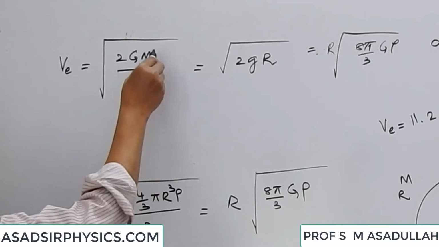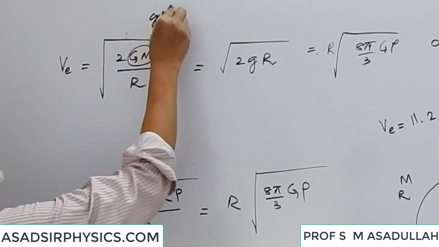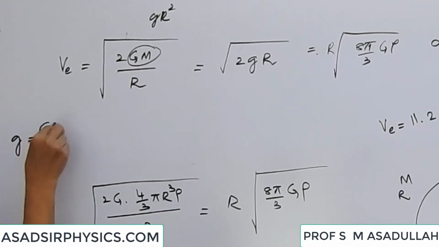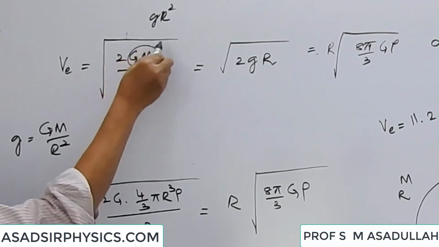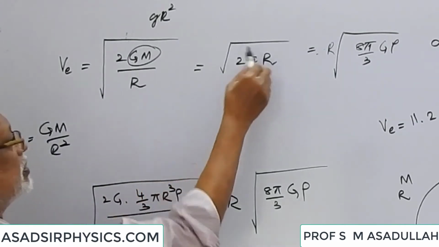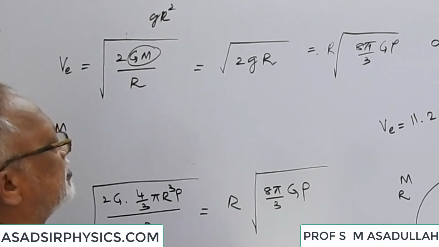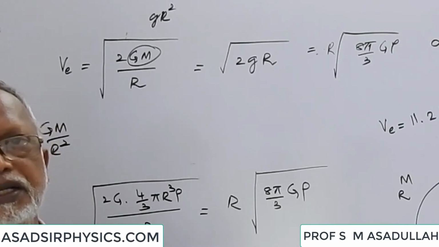We know that GM is equal to gR². From where did we get that? g is equal to GM by R², so GM is equal to gR². So v_e = √(2gR²/R), that is √(2gR). So the escape velocity on any planet depends on the acceleration due to gravity and the radius.